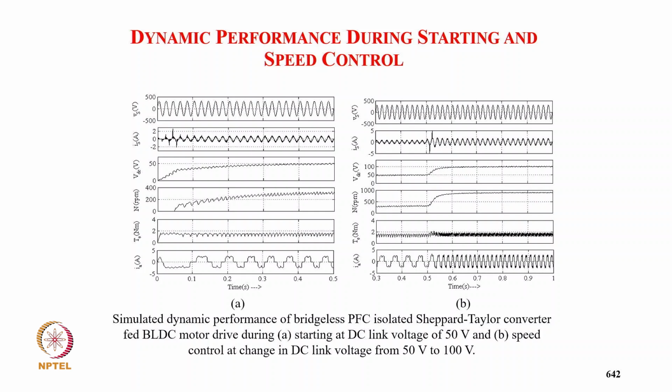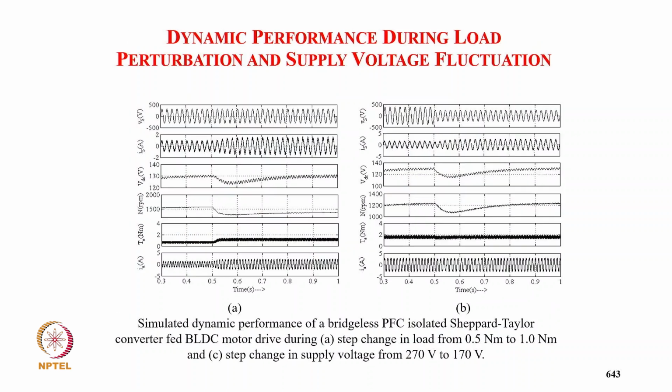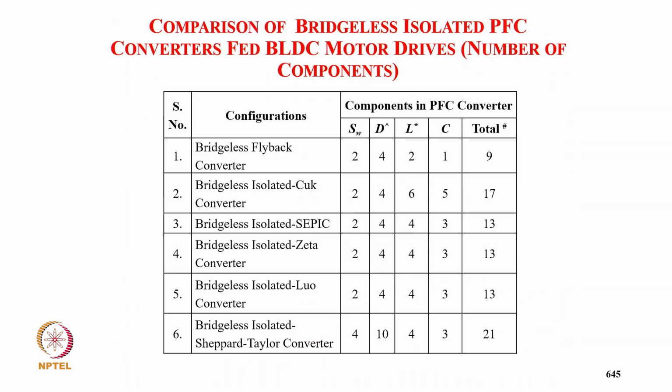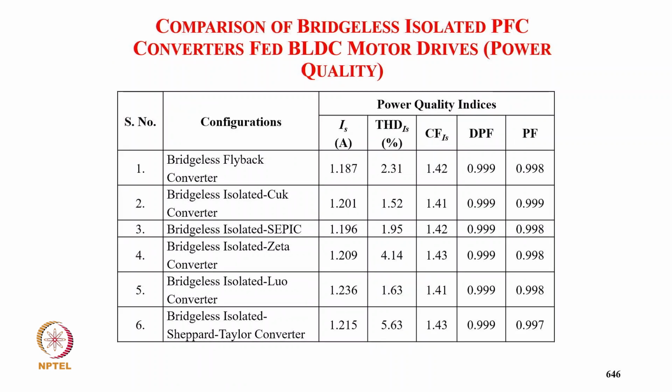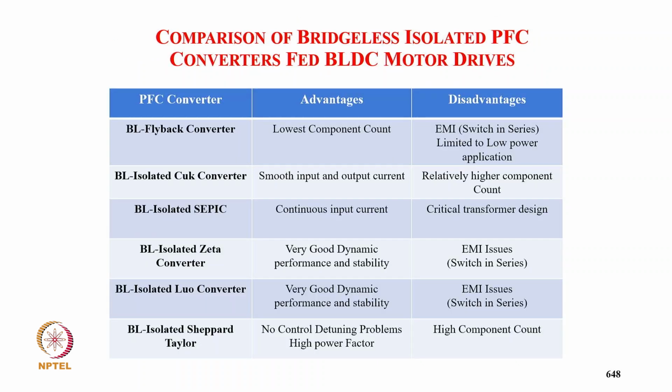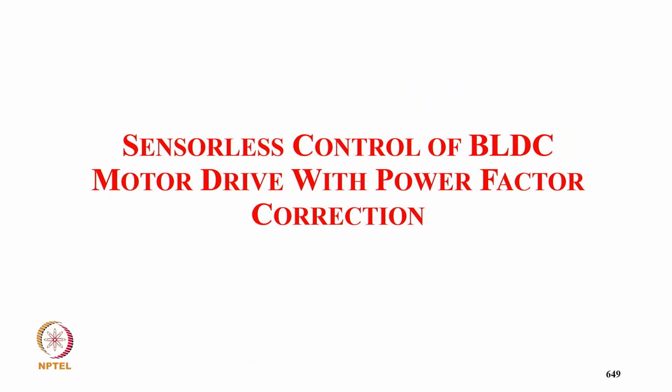The starting performance is at 50 volt DC link and speed control from 50 to 100 volt. Then the load changes from 0.5 to 1 Newton meter, and the supply voltage changes from 270 to 170 volt. The total harmonic distortion of the supply current does not go more than 10% in any of the cases. And then the comparison of these isolated bridgeless converters, for all 6 types. Performance-wise, the power factor remains 0.99, and THD at full load remains less than 6%, and the voltage stress. Then the advantages and disadvantages comparatively of all 6 converters.